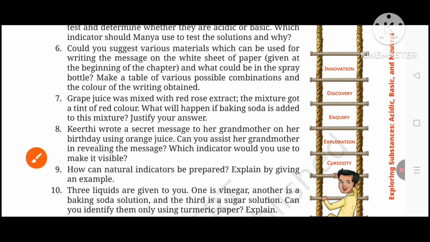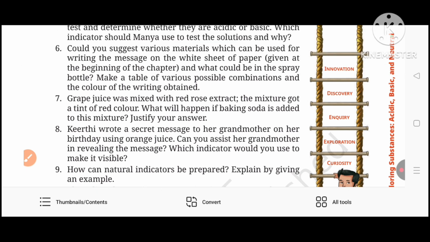So there are so many possibilities that are provided in Activity 2.1 that can be used as a sample for writing on this white paper. We use a red rose extract, turmeric water extract, and another litmus paper solution, either the red litmus or the blue litmus, as a solution which will be used as a sprayer on this white paper. Let us deal with the next question.